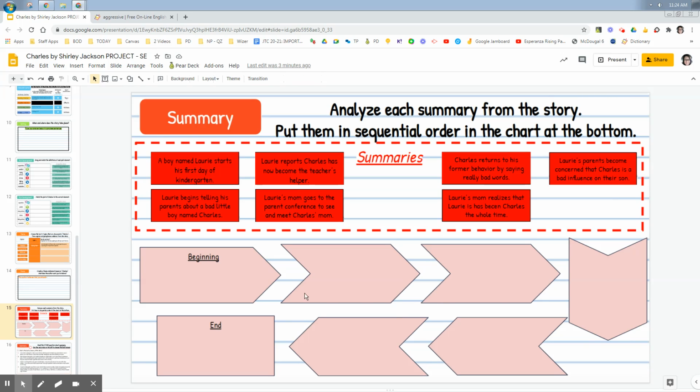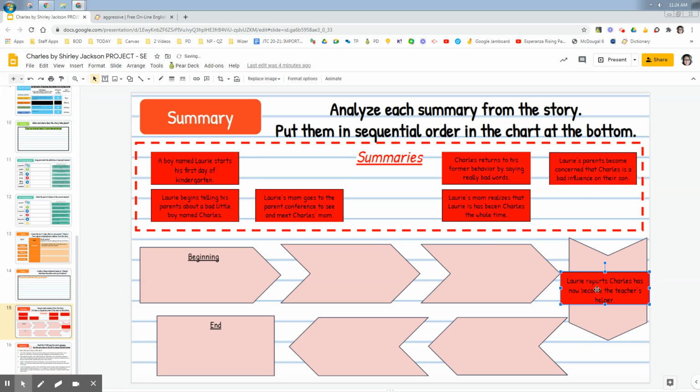So I'm going to give you one little hint. I'm going to take Lori reports Charles has now become the teacher's helper, and I'm going to tell you, it happens in the middle of the story. So what you're going to do now is find the beginning and the end, and then put it in the order of how it happened in the story, going across, down, and then back across to the left. All right, so pause your video, get slide 15 done in order, and then when you're ready, come back and we'll do slide 16.